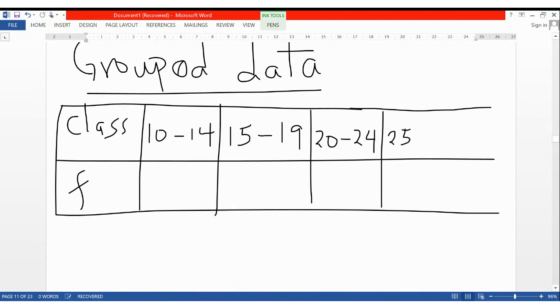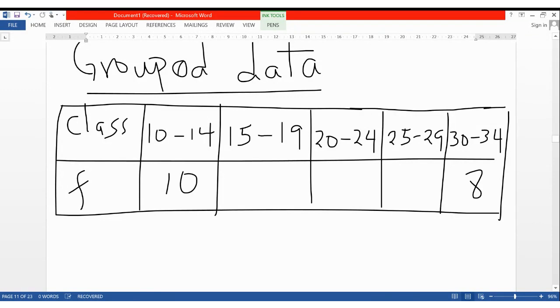The sample data. And for this one, you can have the frequencies, let's say, 10, 8, 12, then 15, and 25. That's okay. Sample data for that one.